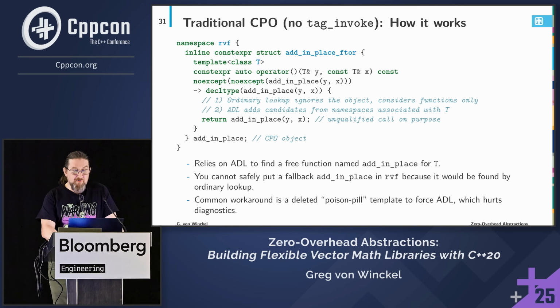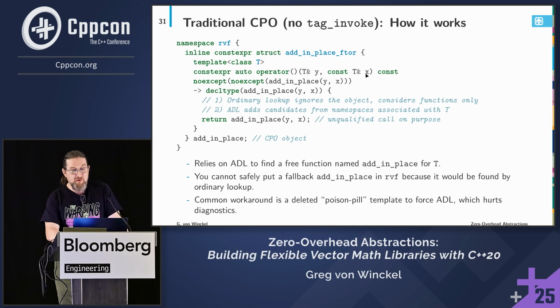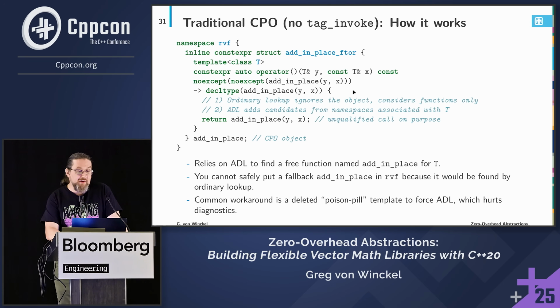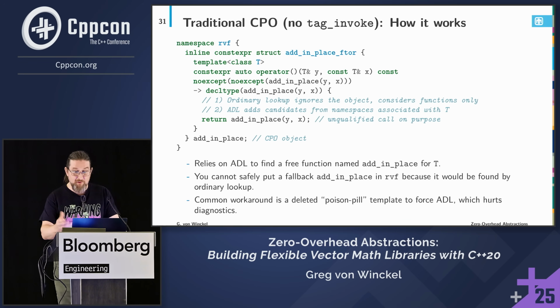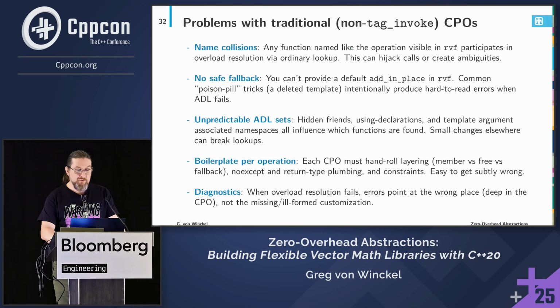And typically, if you don't have a function that can be dispatched to, the usual practice is to write what's called a poison pill, which is sort of a deleted function that catches everything, so you at least get a clear compiler error.